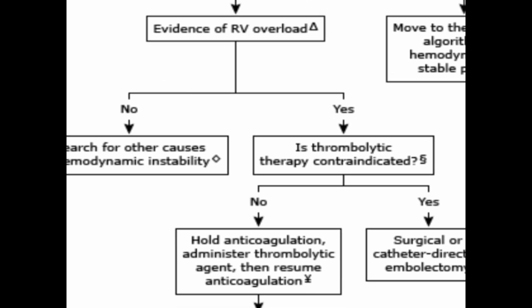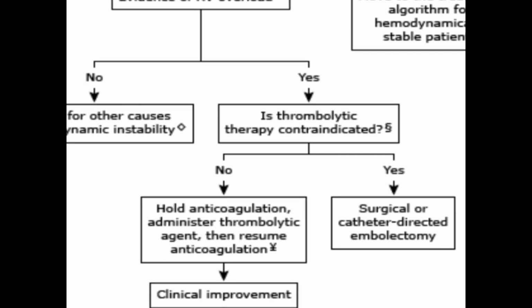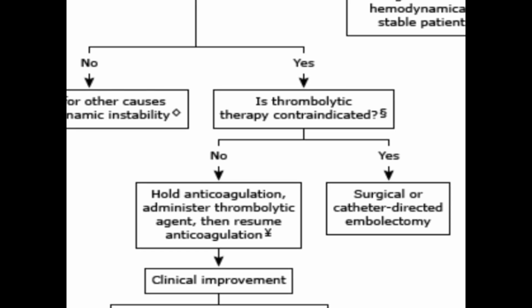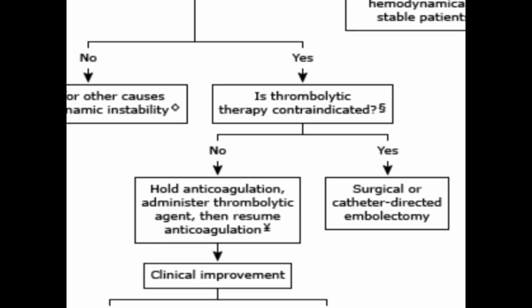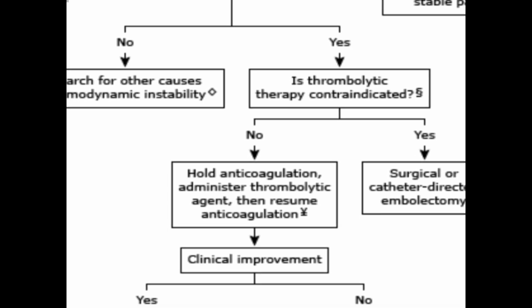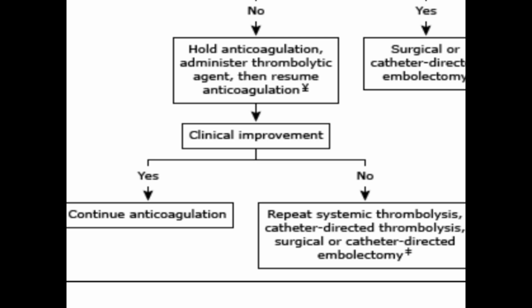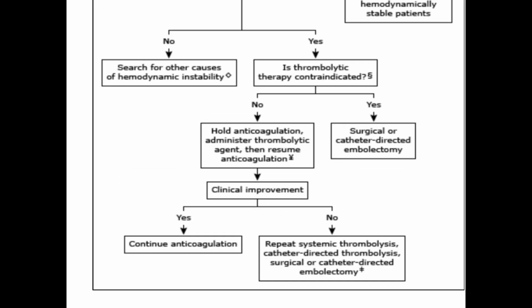then we will try to use thrombolytic therapy. If thrombolytic therapy is contraindicated, then we will do surgical or catheter directed embolectomy. If it is not contraindicated, then we will hold anticoagulation, administer the thrombolytic agent, and then resume the anticoagulation. Then we will see his clinical improvement. If there is clinical improvement, we will continue the anticoagulation. If there is no clinical improvement, we will repeat systemic thrombolysis, catheter directed thrombolysis, or surgical or catheter directed embolectomy.